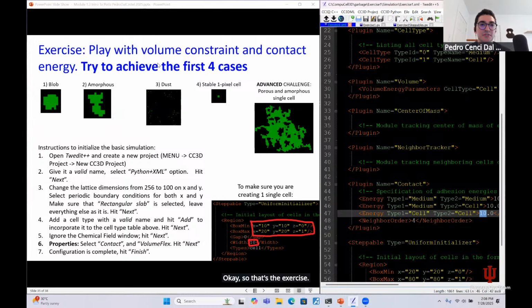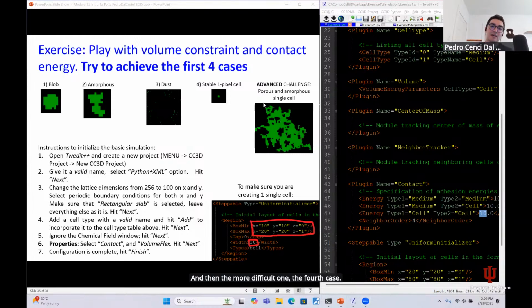Who achieved the amorphous and the dust? The 2 and 3. Who did it? Who did 2 and 3? Tri did 2 and 3. Boltzmann. Okay. And then the more difficult one, the fourth case.